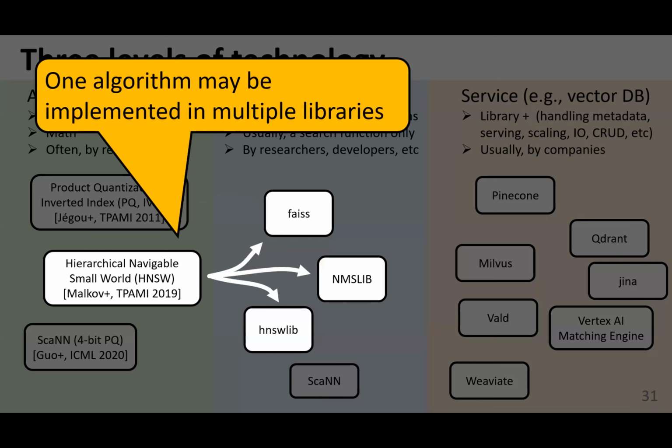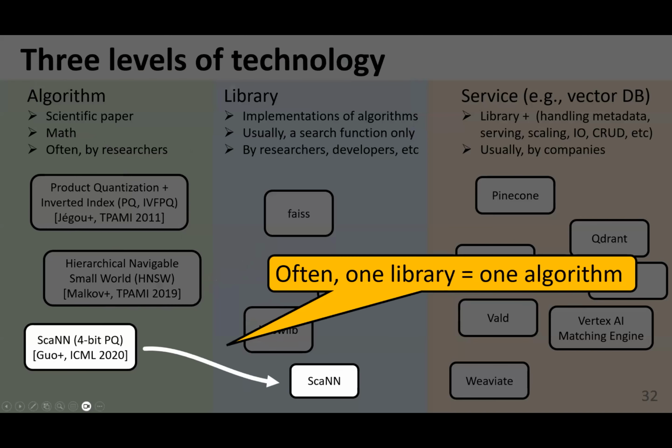And one algorithm may be implemented in multiple libraries. This is also obvious. Like this famous one, HNSW, is implemented by the original author in nmslib. But the Faiss team also has implemented HNSW. So one algorithm may be in many libraries. But often one library equals one algorithm. So in the ScaNN case, Google has a repository of ScaNN. This repository contains just one algorithm, I think.